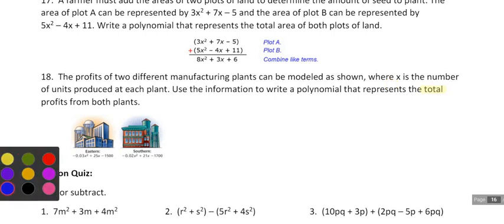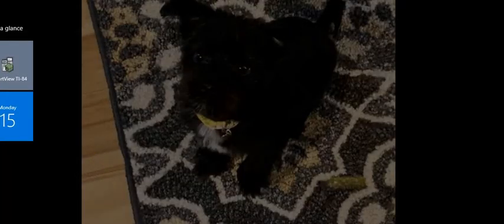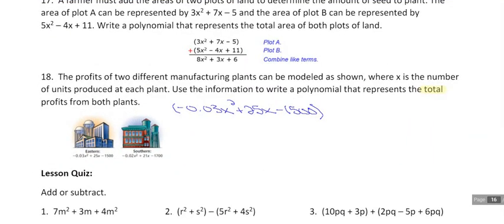So we have our eastern plant and our southern plant. Now our eastern plant is the polynomial negative 0.03x squared plus 25x minus 1500. We are adding to that the polynomial that represents the profits of our southern plant, which would be negative 0.02x squared plus 21x minus 1700.